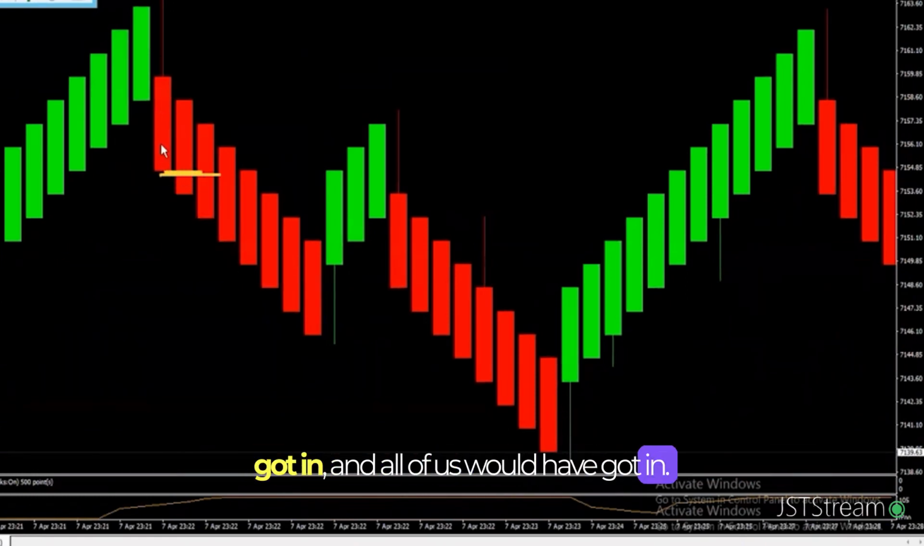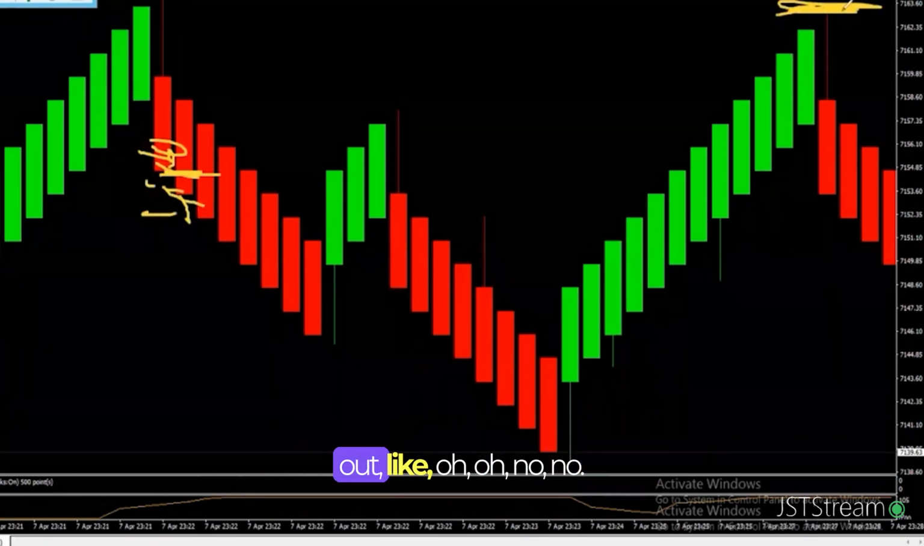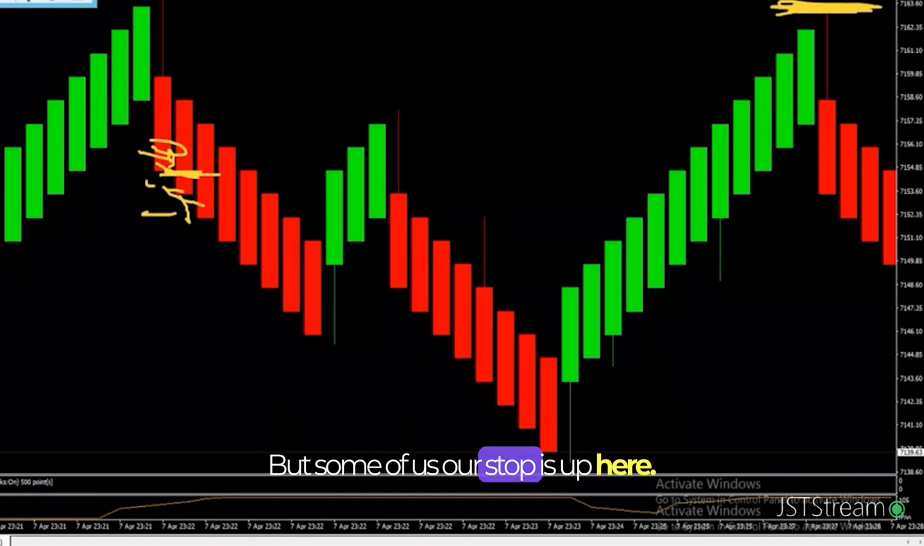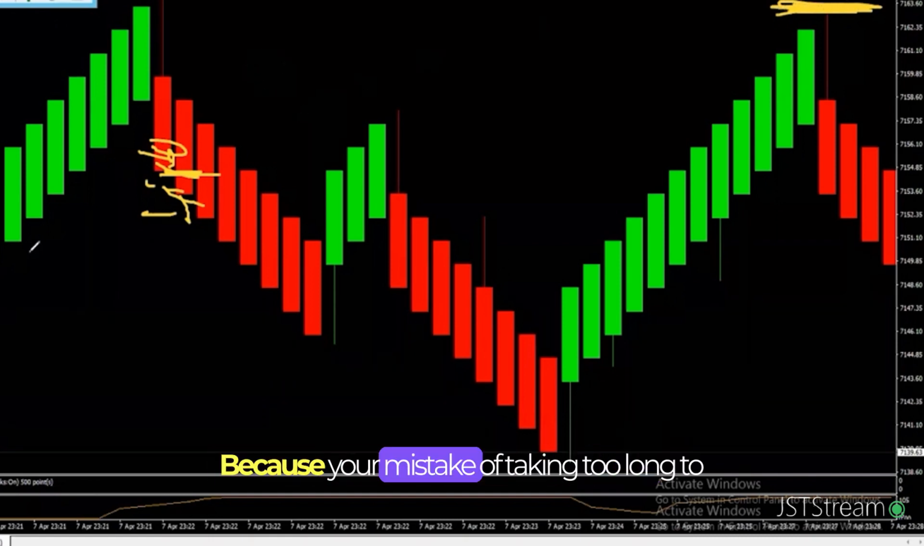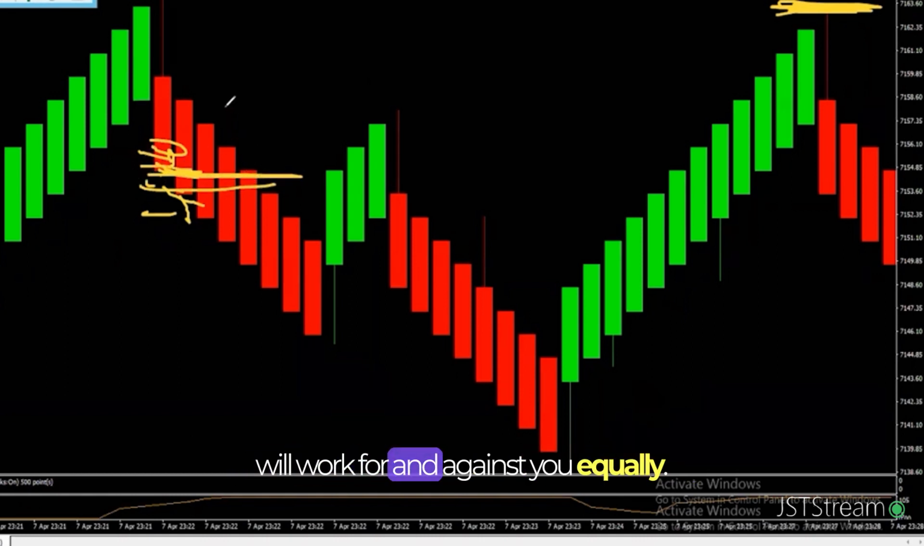And all of us would have got in at random ranges in this zone, right? We got random entries like here, here, here, here. And then some of us got stopped out here. We're like, oh no. But some of us, our stop is up here, because your mistake of taking too long to enter or your expertise at being very fast will work for and against you equally.